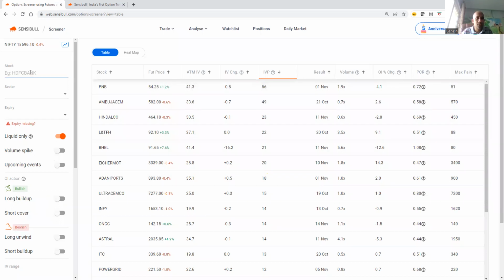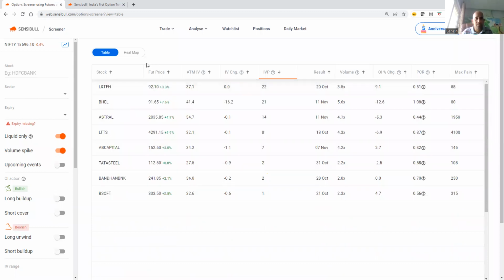Suppose I want to see the volume spike. Let's say volume spike. Yeah, these are volumes. How much volume spike is happening? 3.5 times in L&T Finance and BHEL. You can see Tata Steel, right? On Friday it has gone up. How much? A 2.2x volume spike has happened on that day. So we can see why it's going up.